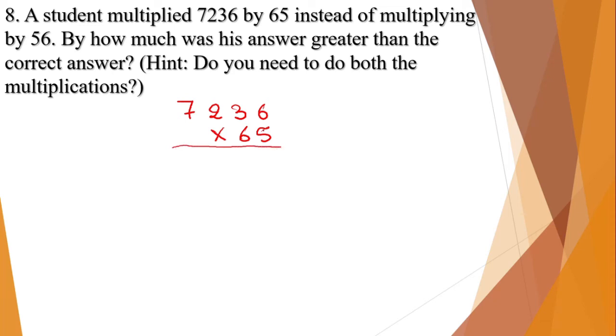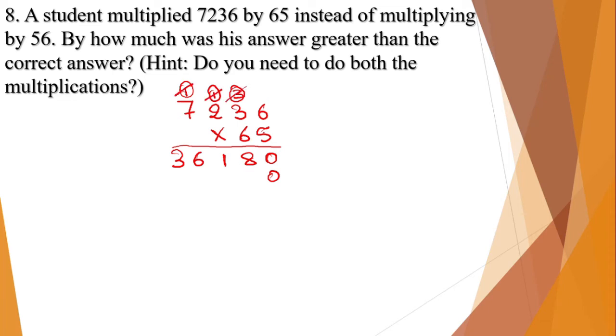Now 5 6s are 30, so 3 carry over and 0 below. And 5 3s are 15, and 15 plus 3 is 18. So 8 here and 1 carry over. And 5 2s are 10 plus 1 is 11. So 1 carry over and 1 below. And 5 7s are 35 plus 1 is 36. Now we should add a 0 and we can cancel the carry over.